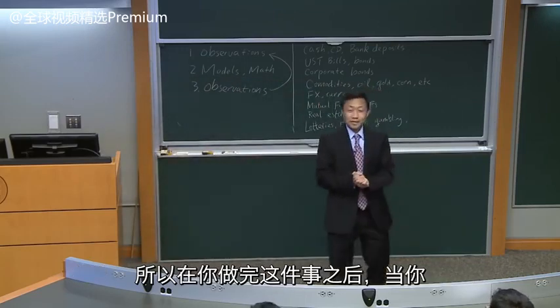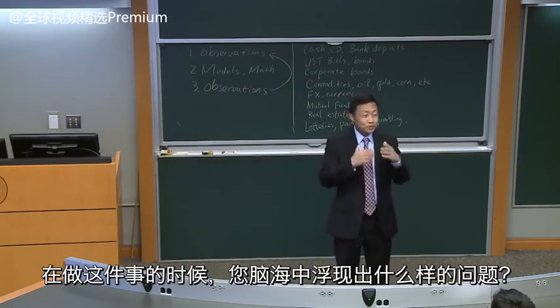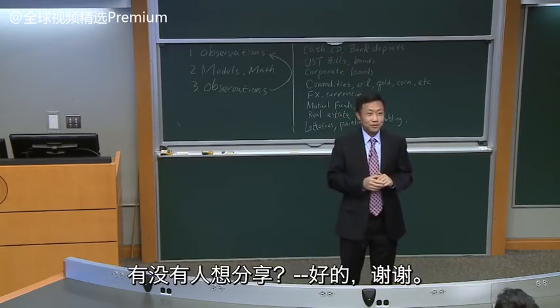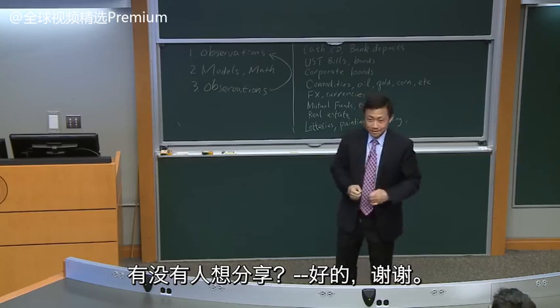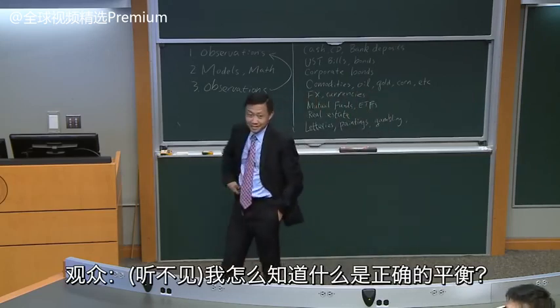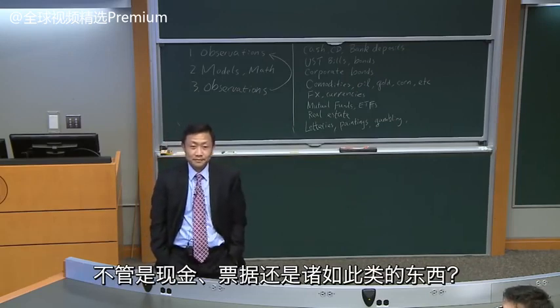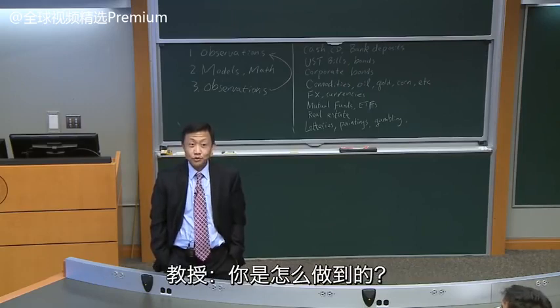So after you've done this, when you were doing this, what kind of questions came to your mind? Anyone wants to? Yeah, please. How do I know what's the right balance to draw in my portfolio? Like, whether it be between like cash, bills, bonds, stuff like that. Yeah. How do you do it, right?